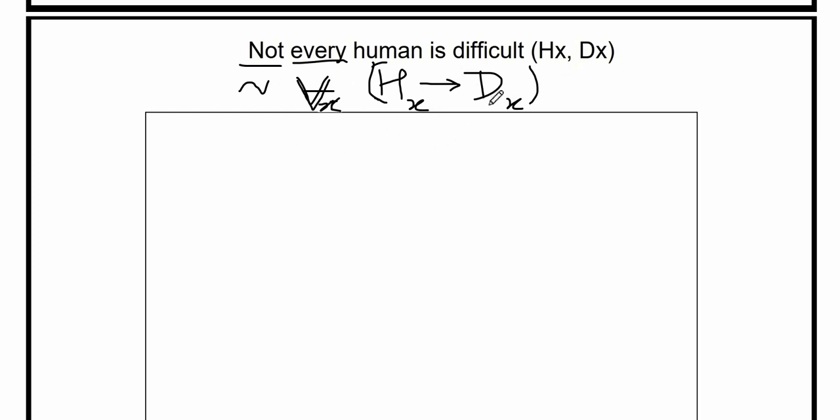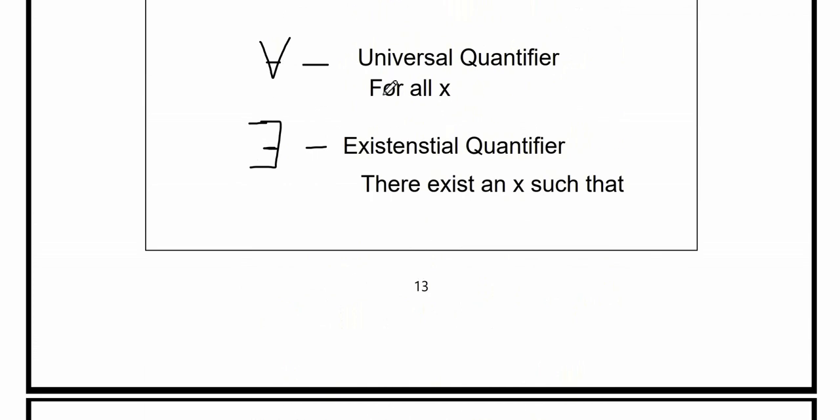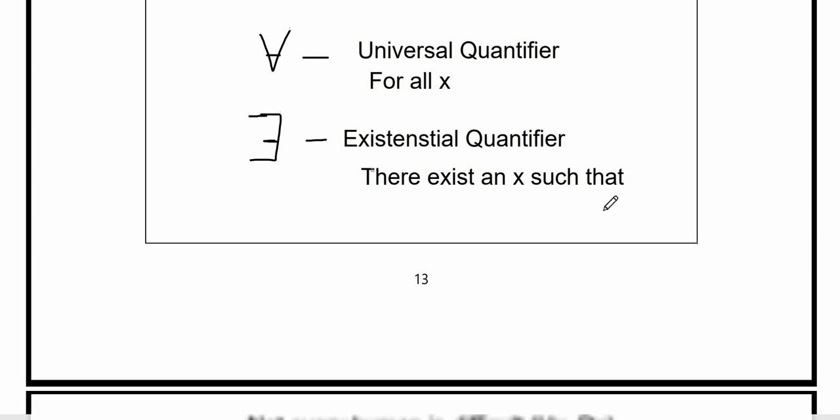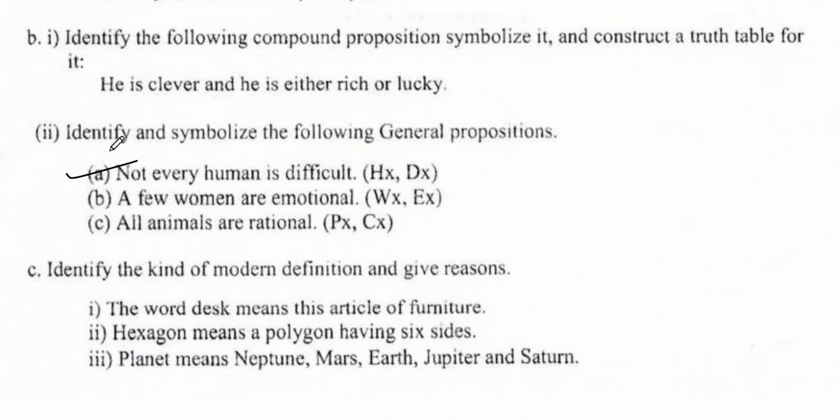Hx, Dx. If they've given you like this, then we have to use the universal quantifier or existential quantifier. This is the universal quantifier, for all x. Existential quantifier, there exists an x such that. I'll keep coming back to this. Okay, so now once we have done this, what are we more supposed to do? Let's check the question. First, we have to identify the general proposition and also symbolize it. So we have already symbolized it. Now, how do we identify this general proposition?